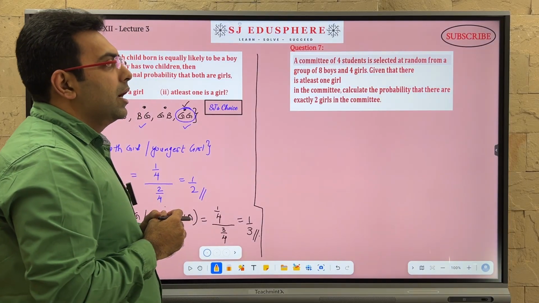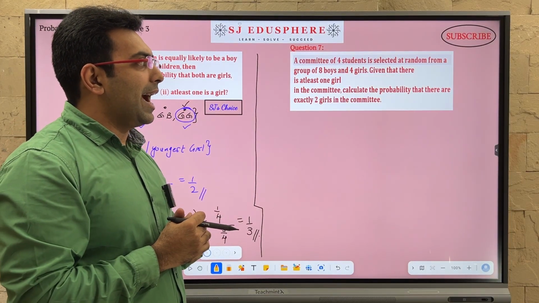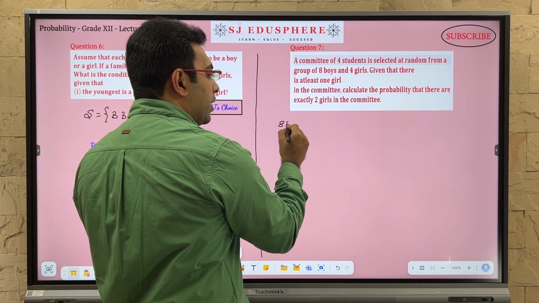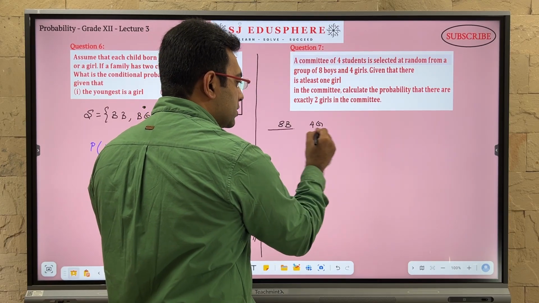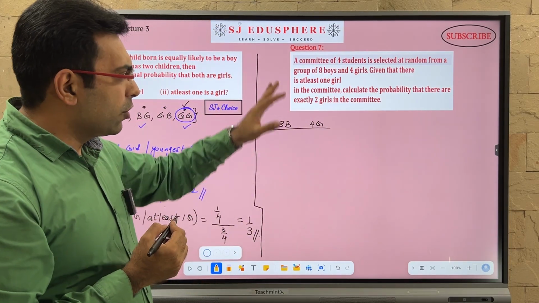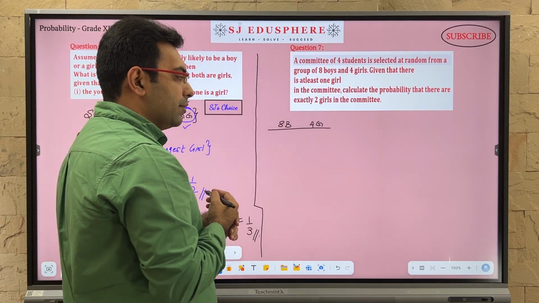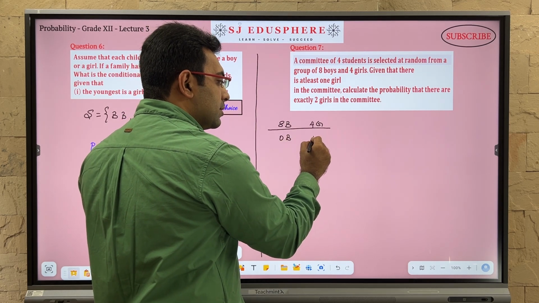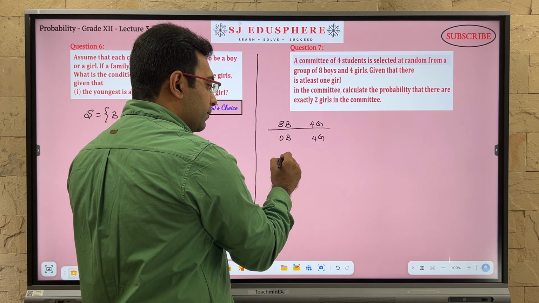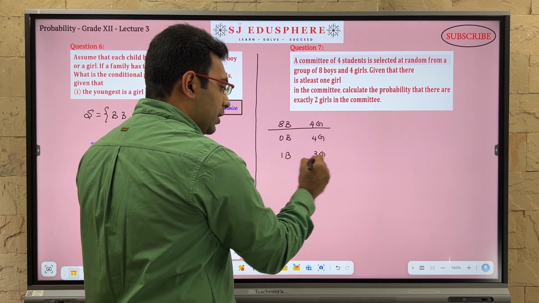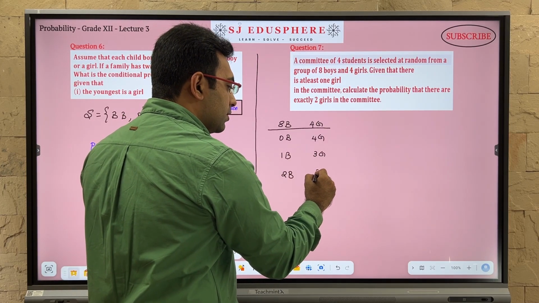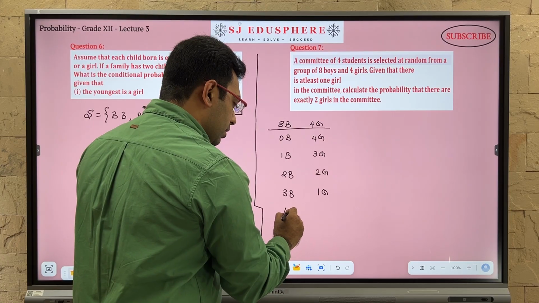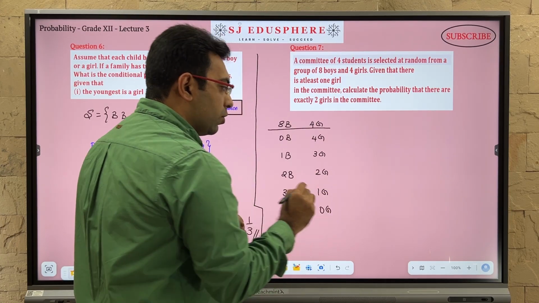My question says a committee of 4 is selected at random from 8 boys and 4 girls. There are 8 boys and there are 4 girls. You are selecting a committee of 4. I'm not reading further. What can happen? Committee of 4 means it can be 0 boys and 4 girls, or 1 boy, 3 girls, 2 boys, 2 girls, 3 boys, 1 girl, 4 boys, and 0 girl.